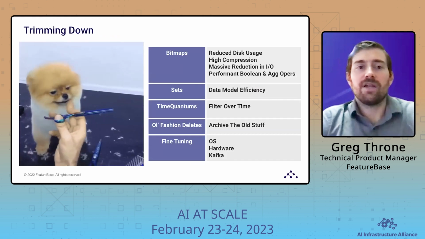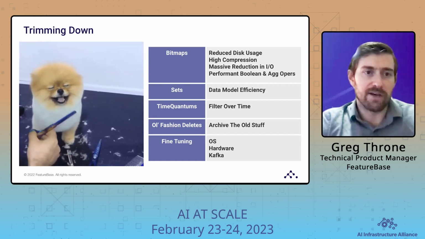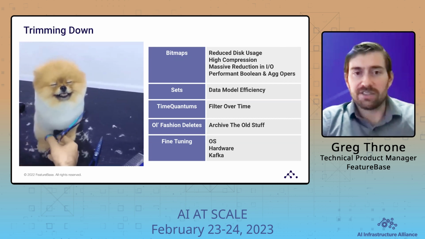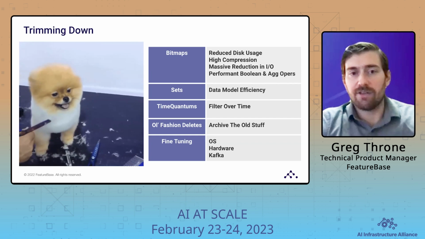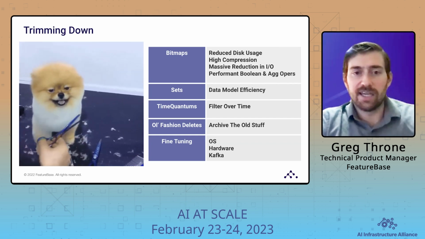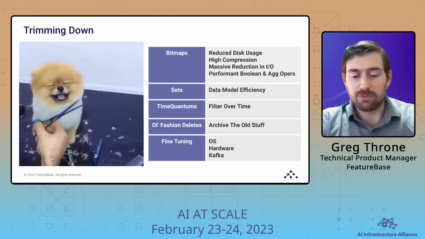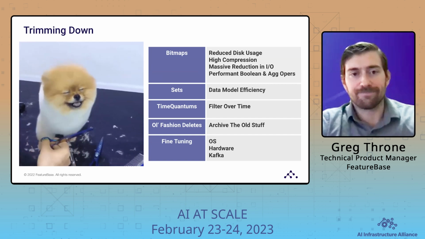And I kind of just want to give a summary of everywhere we sort of trimmed down. So bitmaps allowed us to reduce our disk usage a lot. They also have high compression and allow computation on those compressed bitmaps. This and the indexing it brings is a massive reduction in I/O for your database, and it's really performant when it comes to Boolean and aggregation operations.